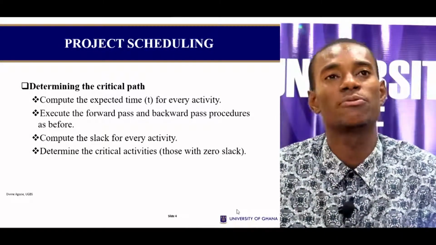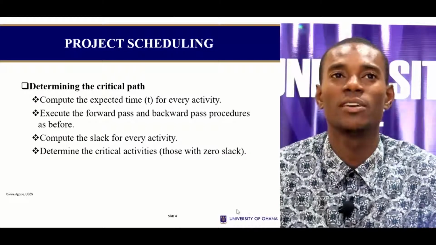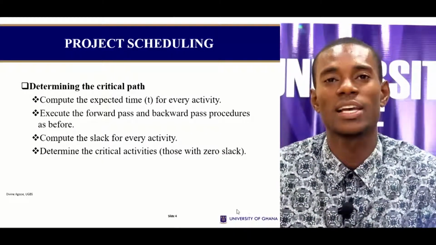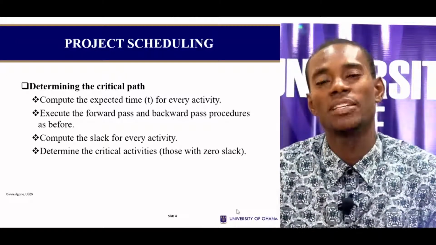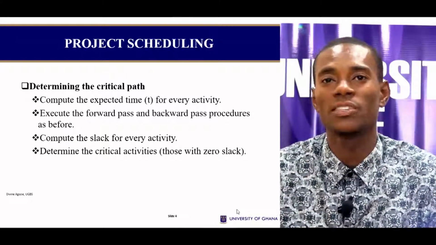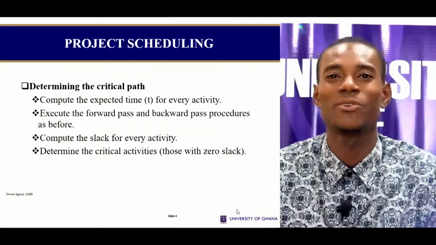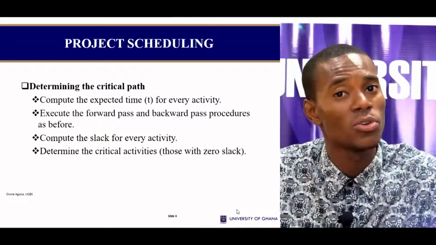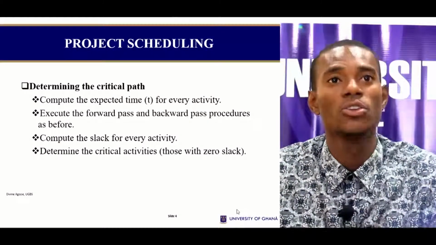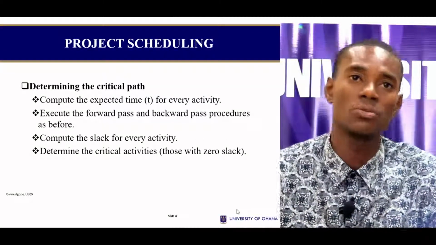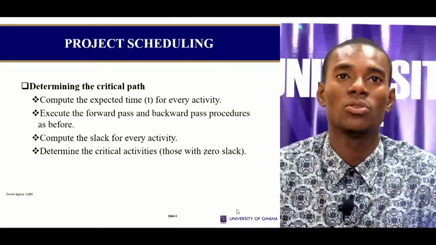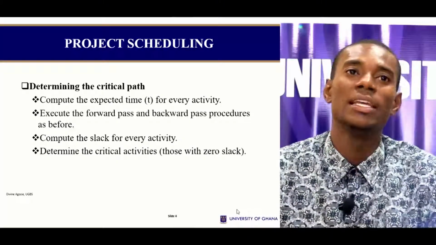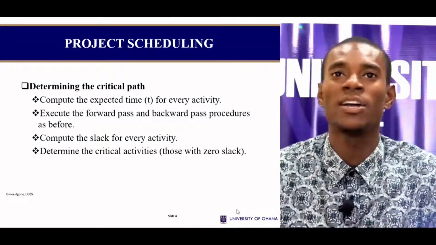You take for each activity the pessimistic, optimistic, and most likely time. You do your A plus 4M plus B, all divided by 6, for each activity to find the expected time. Then you draw your network diagram like we did before. You do your forward pass, you do your backward pass, then you do your latest finish minus your earliest finish, or your latest start minus your earliest start, to find your slacks.